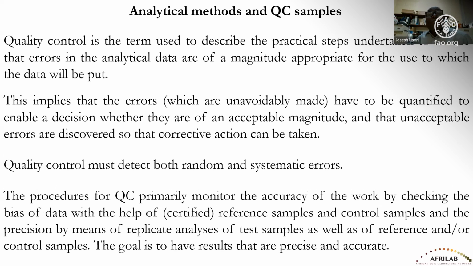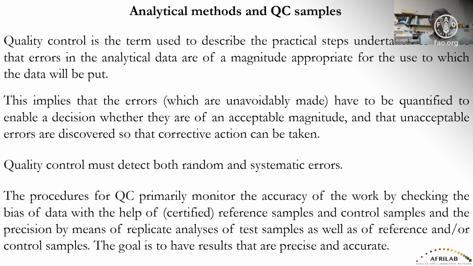Quality control is the term used to describe the practical steps taken to ensure that errors in the analytical data are of a magnitude appropriate for the purpose for which the data will be used. This implies that the errors which are unavoidably made, we know that errors exist in every system, but we should be able to know what magnitude those errors are and know what corrective actions to take when those errors are getting out of proportion. This is very important that somehow we're able to quantify the errors. And that way, we know when things are getting out of control or not.